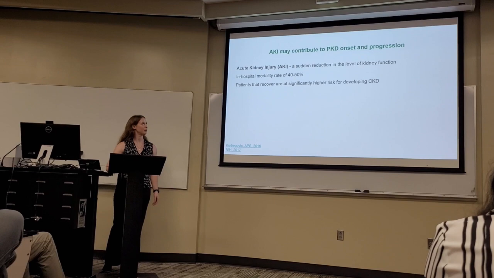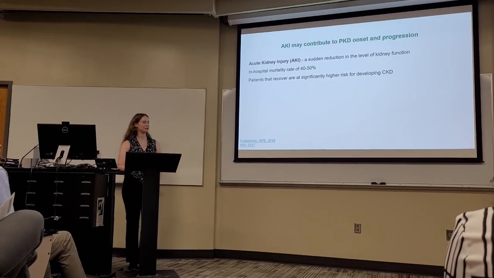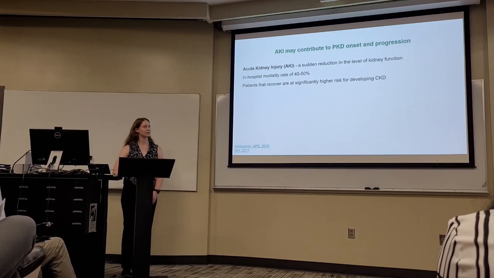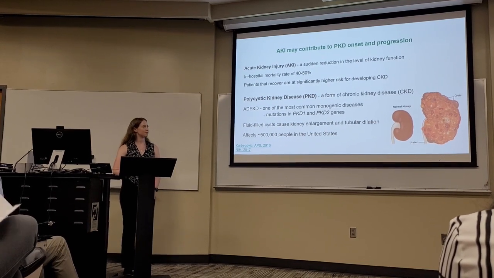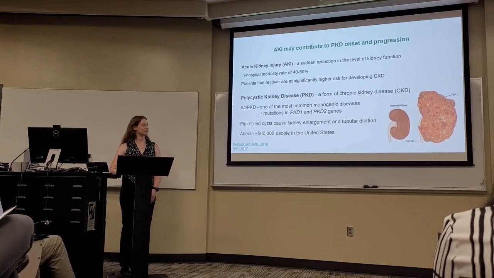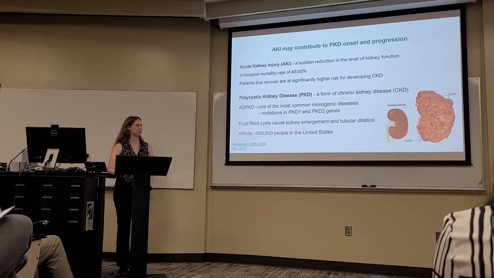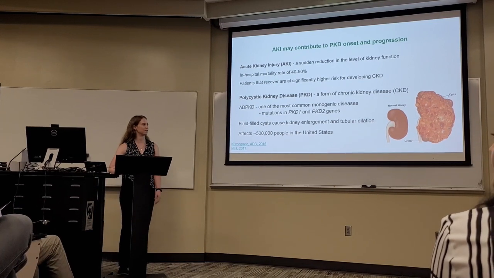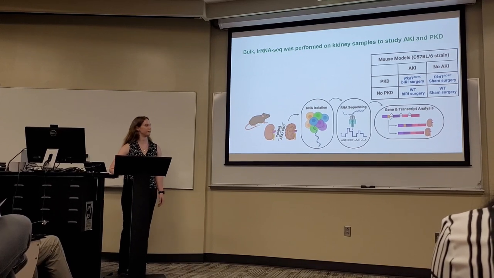So let me give some background on acute kidney injury and polycystic kidney disease, which both frequently lead to kidney failure. Acute kidney injury is defined as a sudden reduction in the level of kidney function, and those that recover are at a much higher chance for developing chronic kidney disease. One form of this is polycystic kidney disease. The autosomal dominant form is one of the most common genetic diseases, and it's usually caused by mutations in the PKD1 or PKD2 genes. This disease is characterized by fluid-filled cysts that cause the kidneys to enlarge and their tubules to dilate.